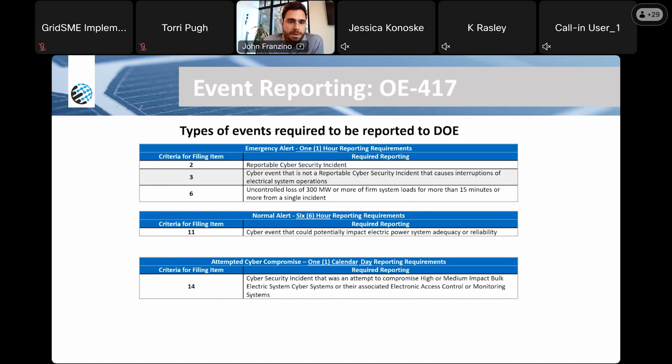We won't get too in depth on all this, but one of the differences between OE 417 and EOP4 is just the timeline for reporting for different events. So keep an eye on that. Overall, the OE 417 has some tighter timelines in terms of notification of the report than the EOP4 requirements.